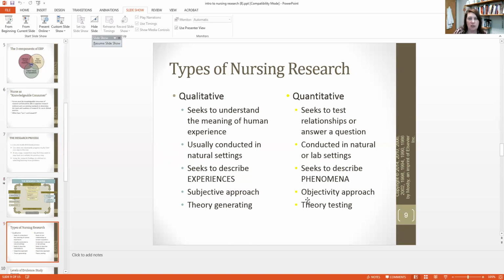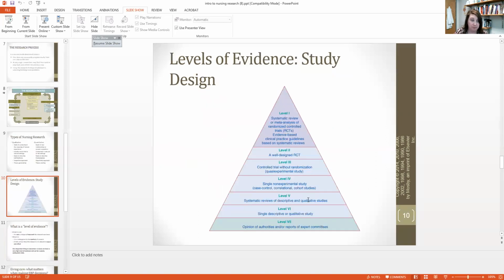Quantitative seeks to look for relationships. It's looking to answer that question, again, conducted in a natural setting or in a lab, depending on the experiment itself. It is seeking to, again, describe a phenomenon. It is more objective in its approach, and this is often used to test theories rather than to generate theories.